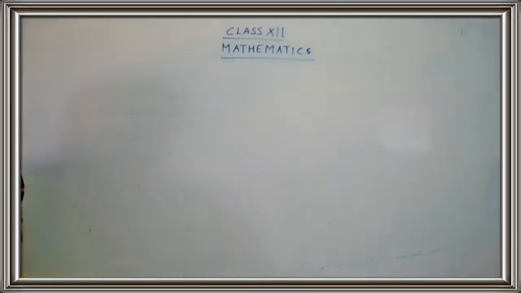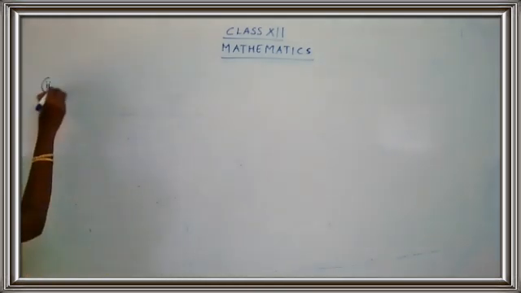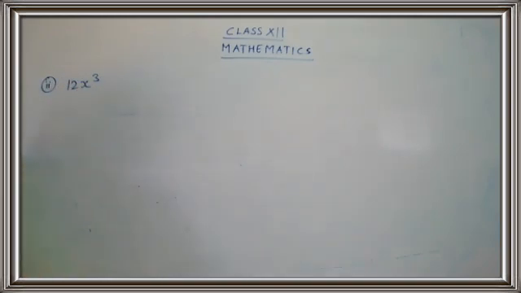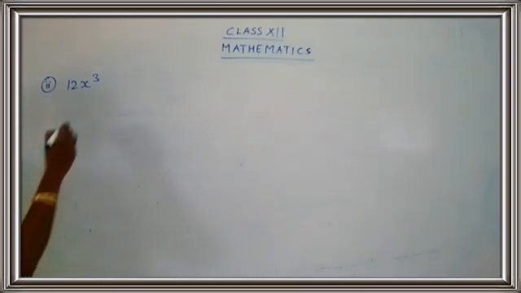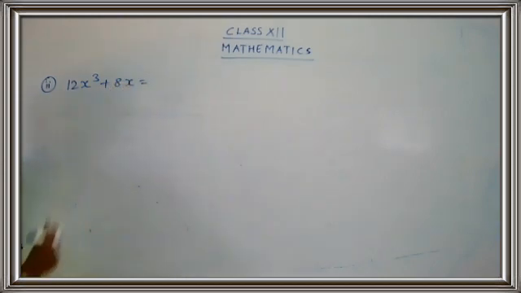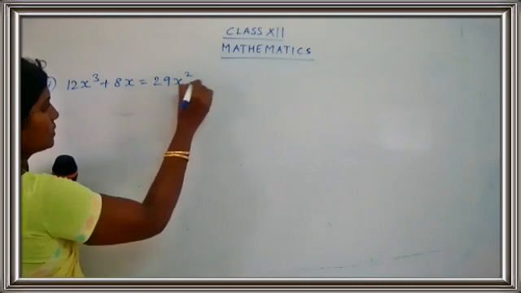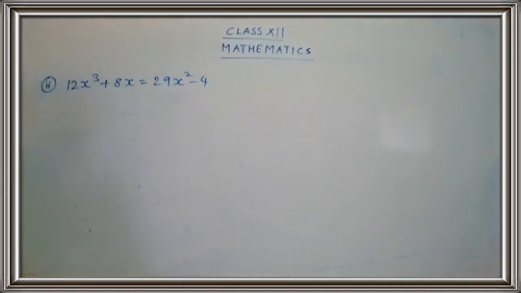Have you taken down the answers? Okay, good. So the second subpart: 12x cube plus 8x is equal to 29x square minus 4. This is the equation given to you. The first thing is you are going to arrange all the terms on one side. You are going to bring all the terms on one side.